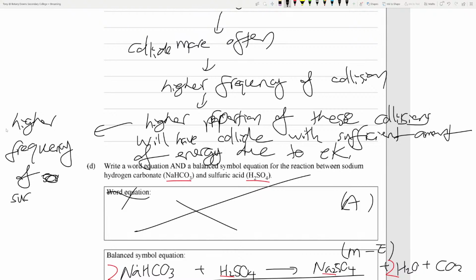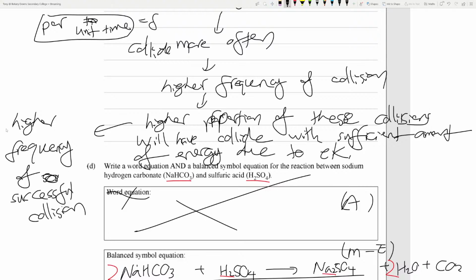Now, I've seen people doing this before. You've probably seen me saying per unit time. If you say per unit time, then don't say frequency. Per unit time and frequency are the same thing. If you say there's a higher frequency of successful collisions per unit time, we can actually mark you wrong, because it shows you don't understand what frequency means. Frequency is the equivalent of per unit time. It's how often something is done. So you just don't say that twice, because it just means you don't know your vocabulary.